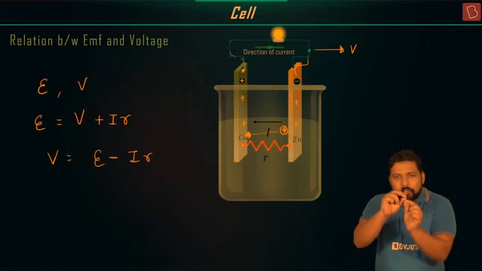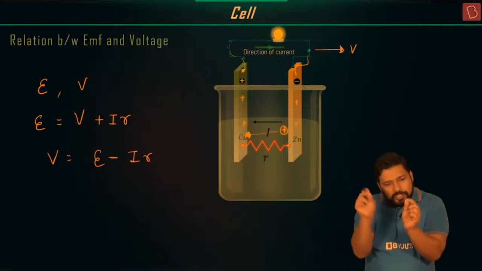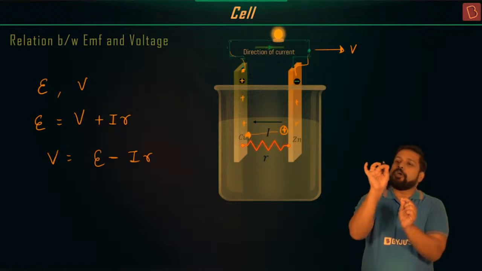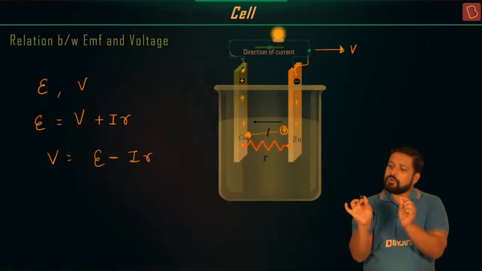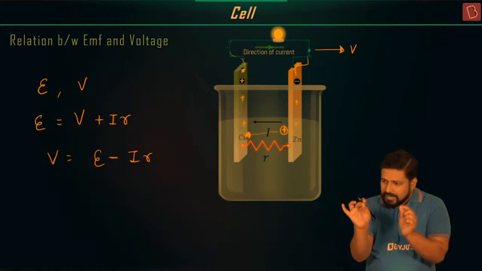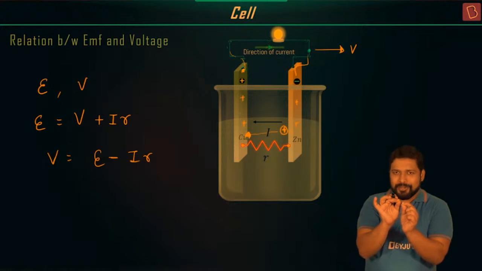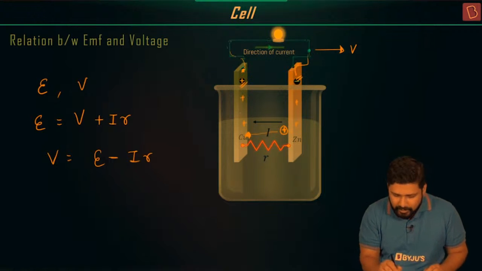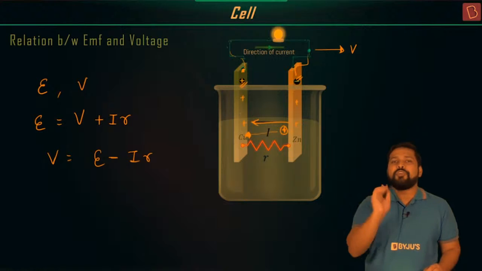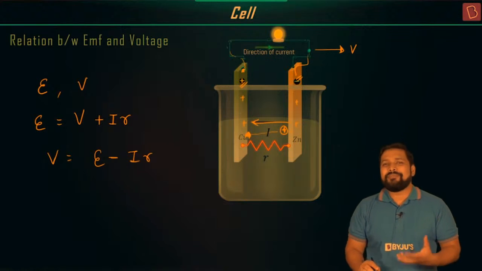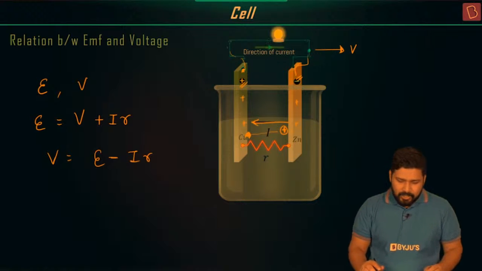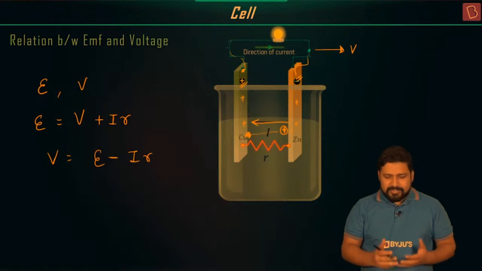All right. The total work done from this point to this point is EMF. Work done from this point to this point is V. So what will be the work done from here to here? V plus IR. From here to here it is V, so V plus IR will give you EMF. Did you understand? That's how you get this expression.